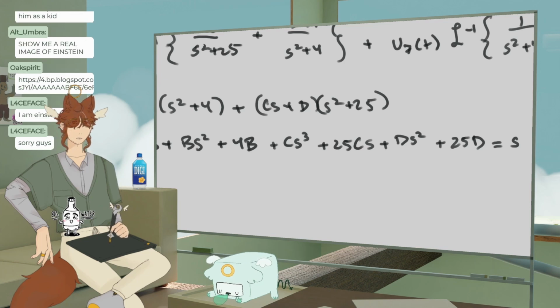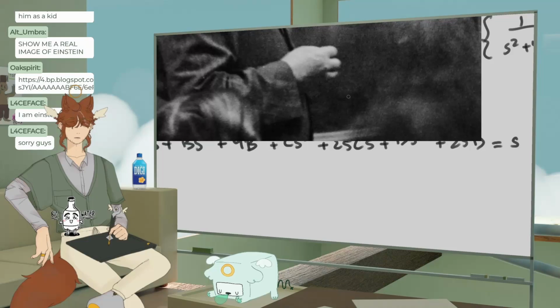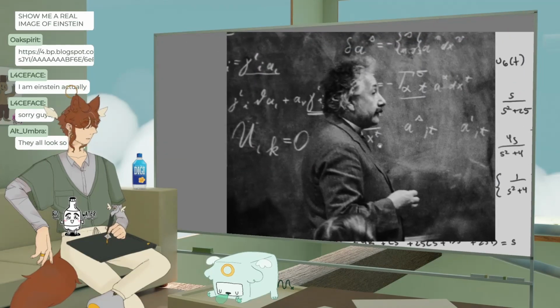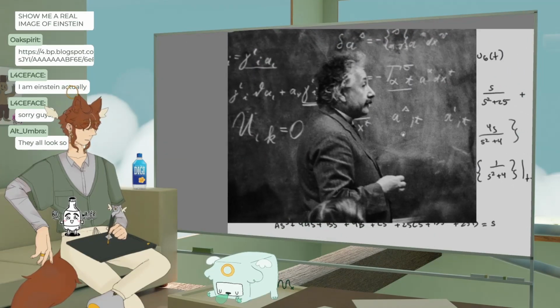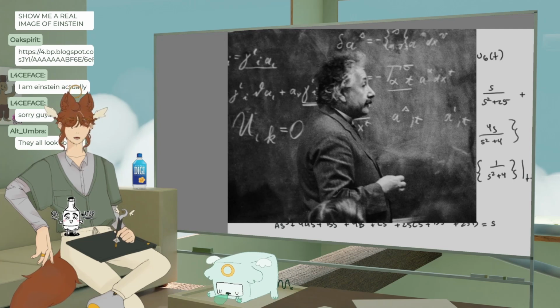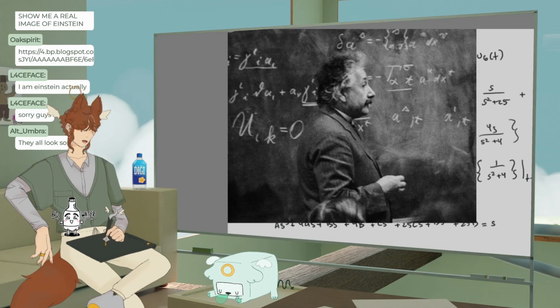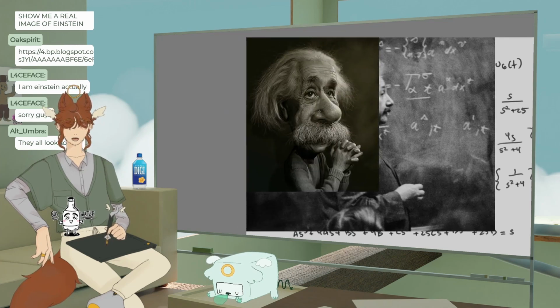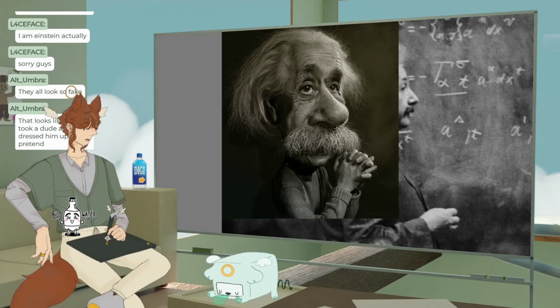Look at this. Here's a real picture of him. This is about as real a picture as you can get. It's like somebody just took this on their camera phone. They all look so fake. I don't know, this one looks pretty real to me. Yeah, this is a real image of Einstein too. Yeah, this is what he looked like.